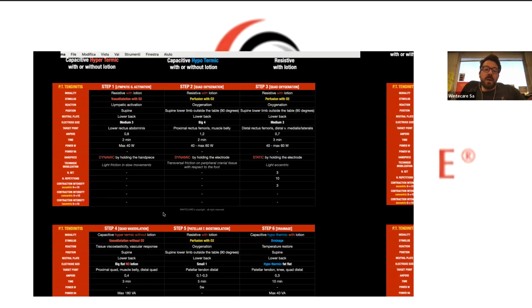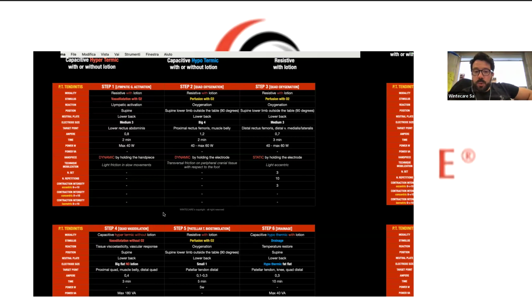Targeted point, we work on the lower rectus abdominis with a current flow of 0.8 ampere. We need 2 minutes to do that, around 40 watts, and we move the electrode holding the handpiece in a slow way. So, light friction and slow motion. I hope this is clear so far.